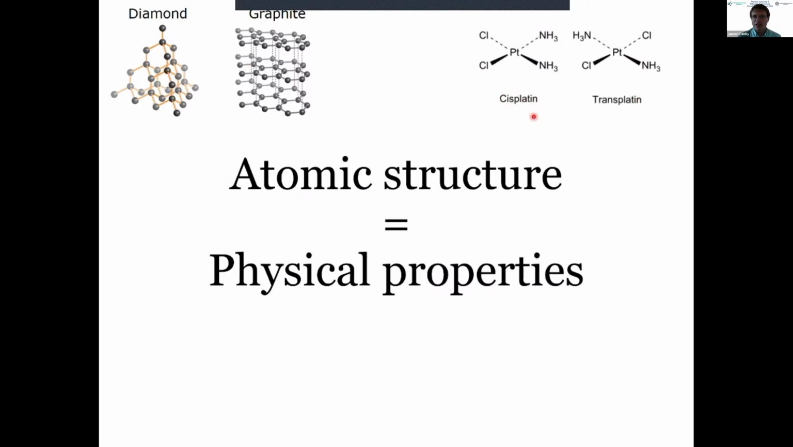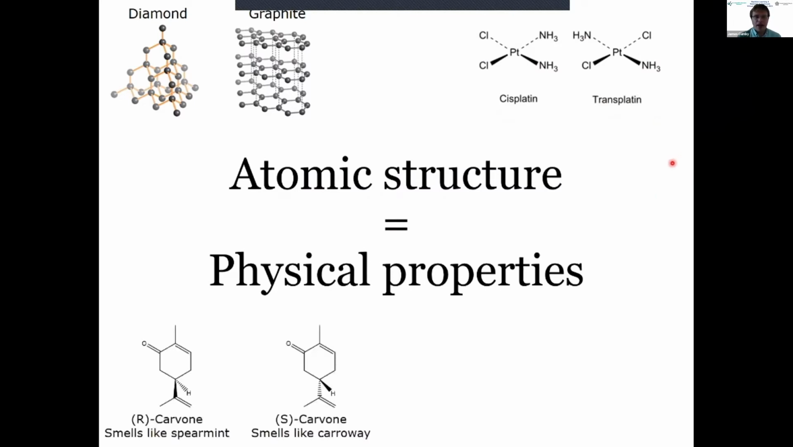Other examples include cisplatin and transplatin. Cisplatin is a very, very good anti-cancer drug. Transplatin, where you're just swapping the positions of your ammonia and your chloro groups, is completely useless as an anti-cancer drug. So just that small change in structure has a big effect on its biology, or the effect in biomedicine. Other examples include the carvone molecule. Here we've got the stereogenic center. If you have the R version, that smells like spearmint. If you have the S version, that smells like caraway.